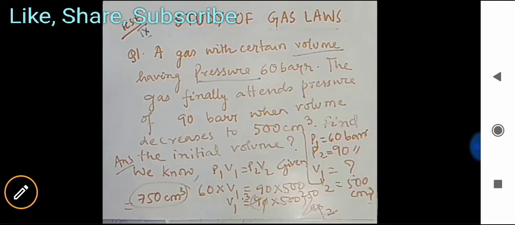If we are given the initial pressure of 60 bar, we just put this value 60 here. Then we have to calculate V1. We just write it as such. Then we are given the final pressure, which is 90 bar. Then 500 centimeter cube is the final volume of that gas. If we calculate it, our answer will become 750 centimeter cube.